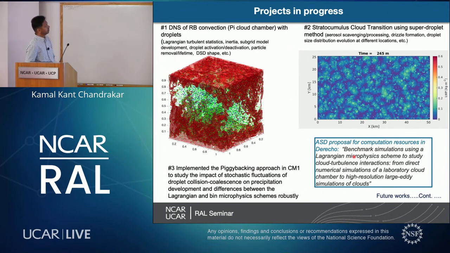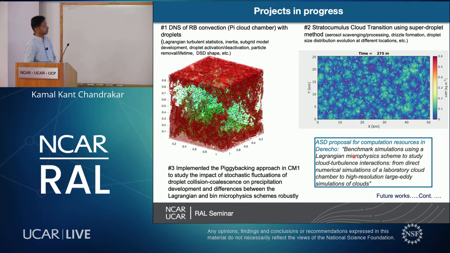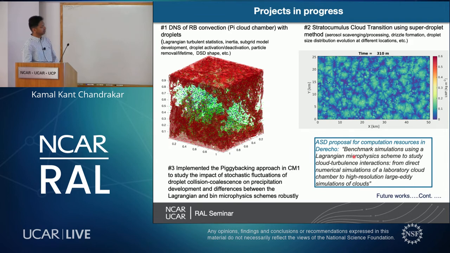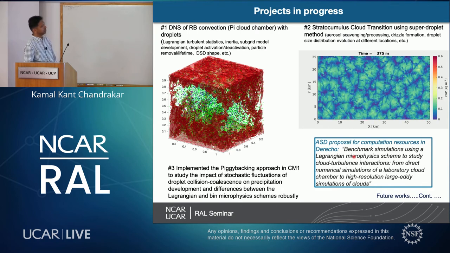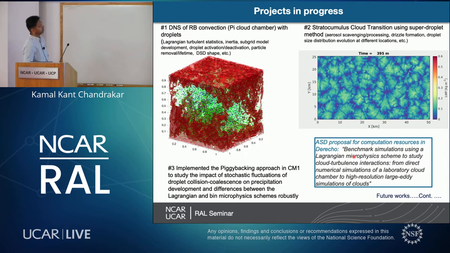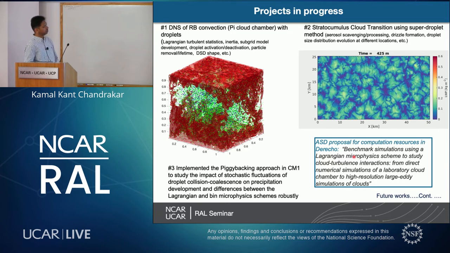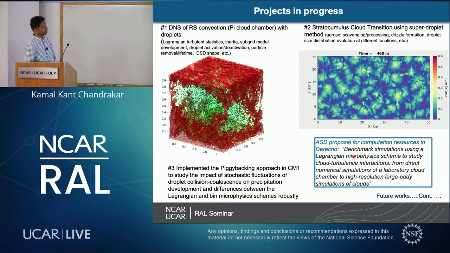So currently, I'm doing a direct numerical simulation of the pi cloud chamber with droplets to understand the Lagrangian turbulence statistics, as well as the impact of inertia on the different turbulence statistics and the interaction between the turbulent flow field and cloud particles. I'm also working on the stratocumulus cloud transition from closed to open cell using a super droplet scheme with an LES model. In this project, we are investigating the impact of aerosol processing and scavenging in the transition process, as well as the evolution of the droplet size distribution at different locations during this transition phase.